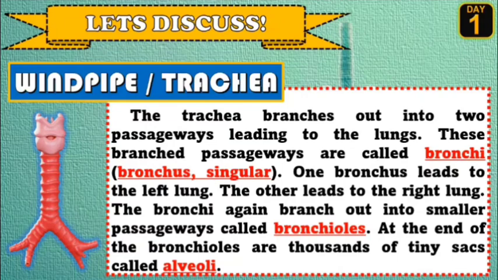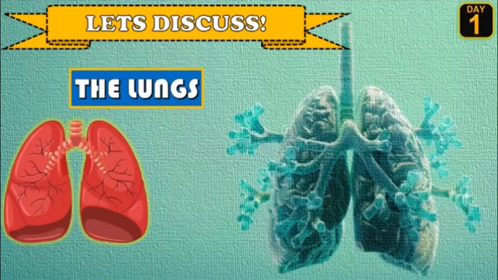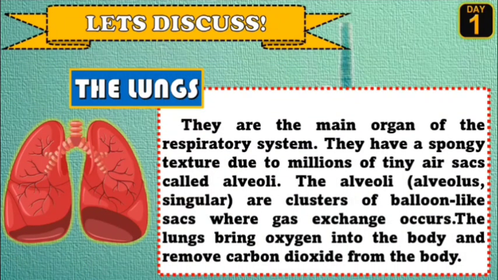The last part is we have the lungs. They are the main organ of the respiratory system. They have a spongy texture due to millions of tiny air sacs called alveoli. The alveoli, or alveolus when it's singular, are clusters of balloon-like sacs where gas exchange occurs. The lungs bring oxygen into the body and remove carbon dioxide from the body.